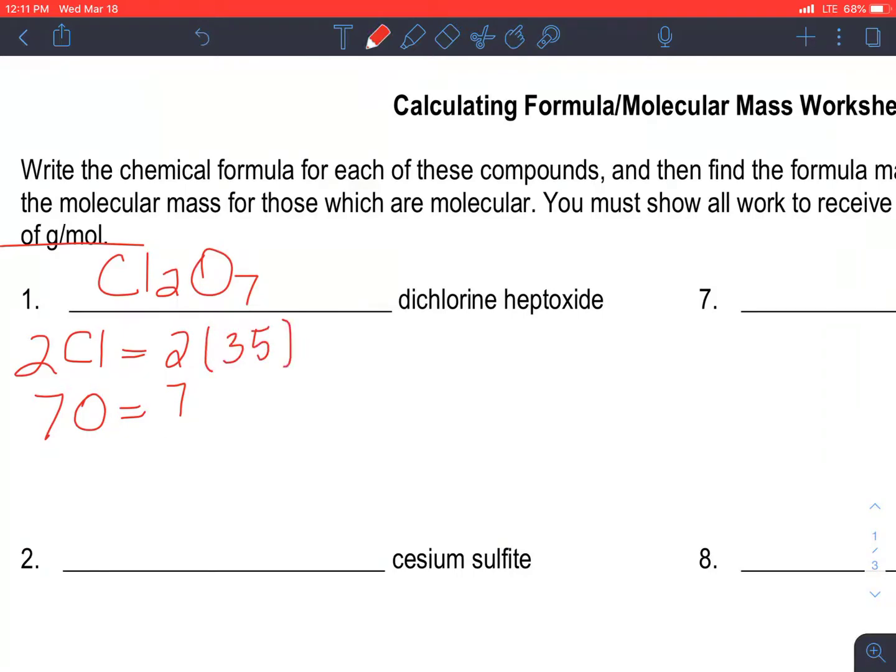Okay, so chlorine we said was 35. So we're going to multiply the mass of 1 chlorine by how many atoms we have. We have 2. And we're going to do the same thing for oxygen. Excuse my handwriting on this. Okay, then we're going to go to our calculator and calculate those.